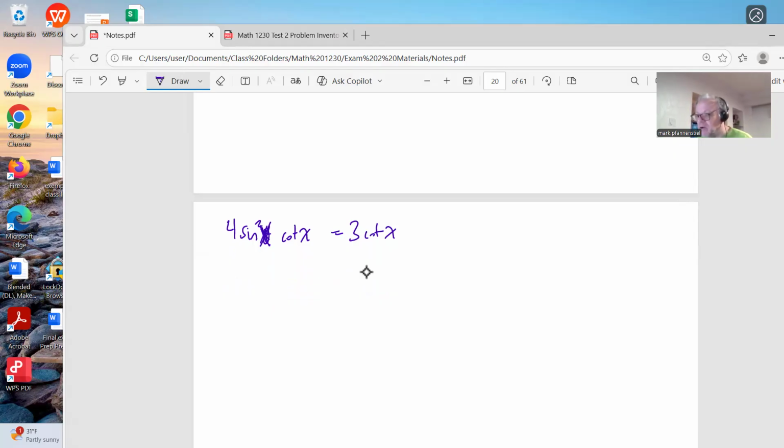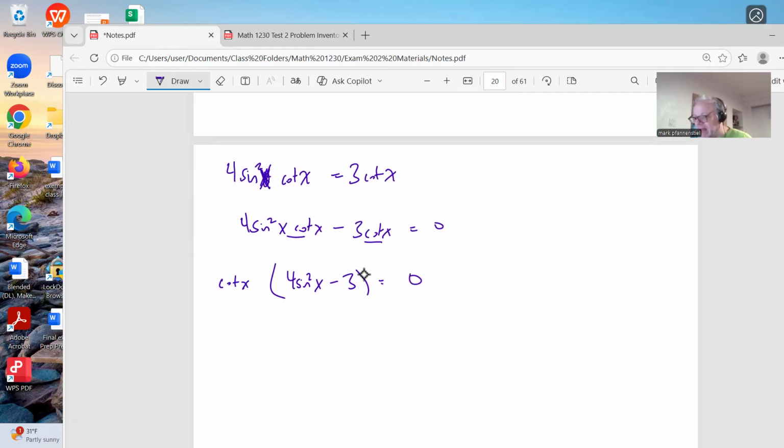Really, what you always want to do with problems like this is say 4 sine squared x cotangent of x minus 3 cotangent of x is equal to 0, and you want to factor this. We take out a cotangent of x. What do we have left? We have 4 sine squared x minus 3 is equal to 0. So we have cotangent x equals 0, and then 4 sine squared x minus 3 is equal to 0.